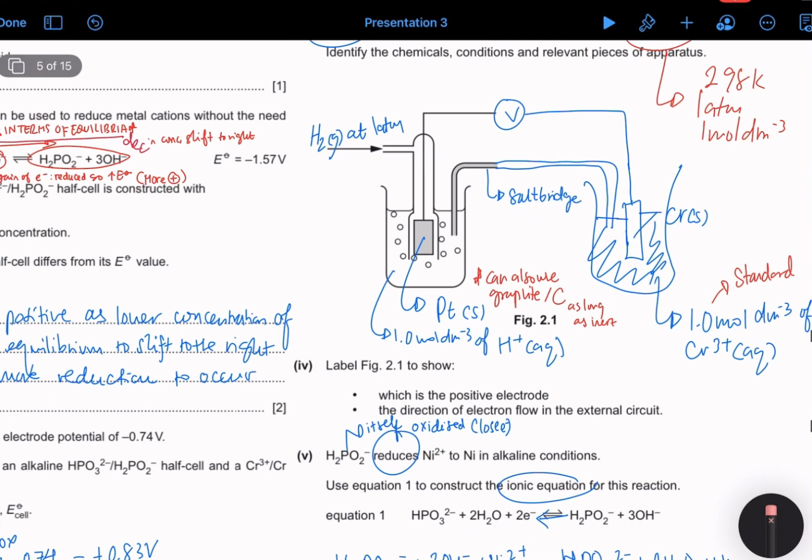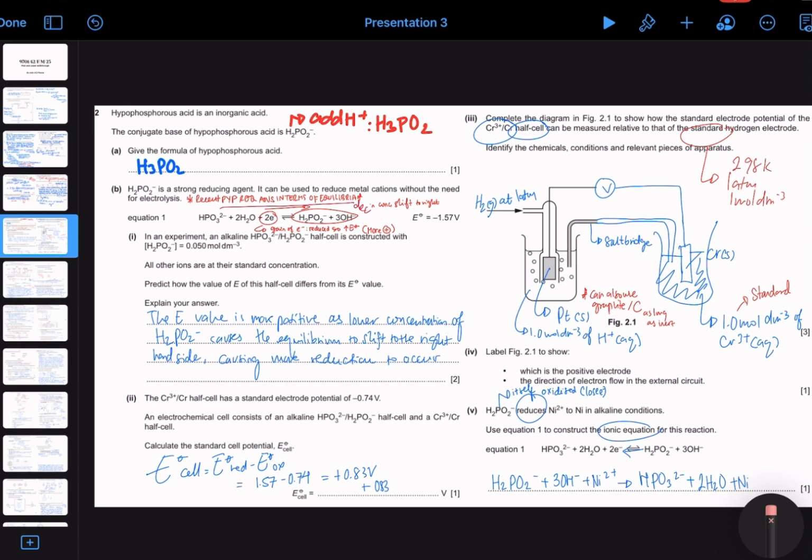The other one is connected with your Cr electrode, and your Cr electrode is submerged in the standard solution of 1.0 mole per decimeter cubed of Cr3+. Also, you would need to add a salt bridge and your voltmeter. Don't forget that, because we're doing the standard hydrogen electrode.